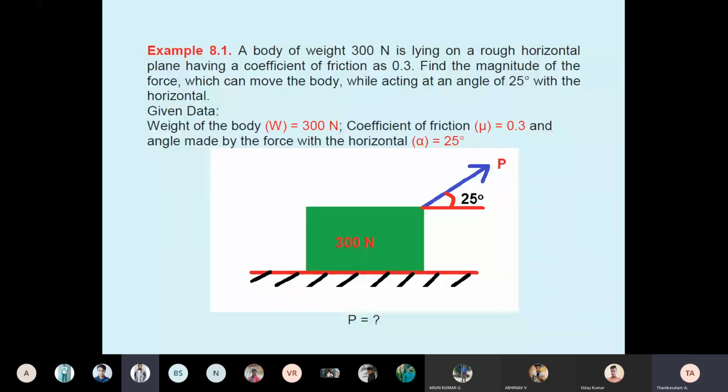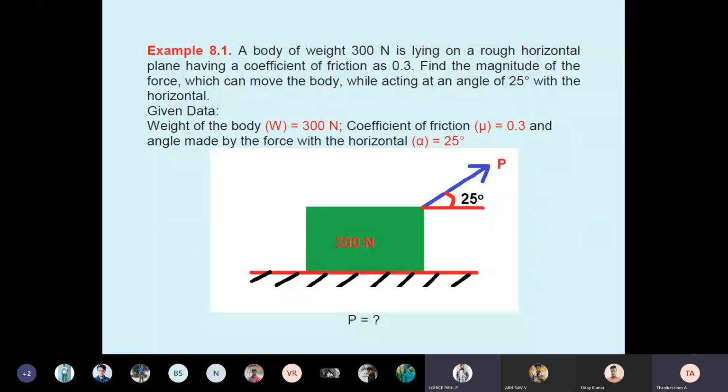Yes, sir. A body of weight 300 Newton is lying on a rough horizontal plane having a coefficient of friction as 0.3. Find the magnitude of the force which can move the body while acting at an angle of 25 degrees with the horizontal.